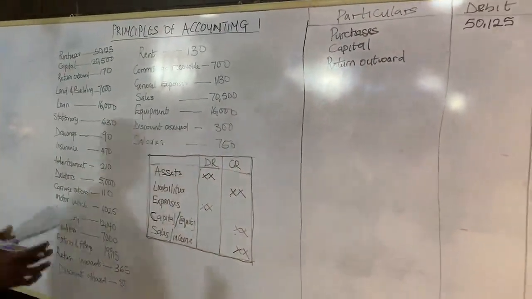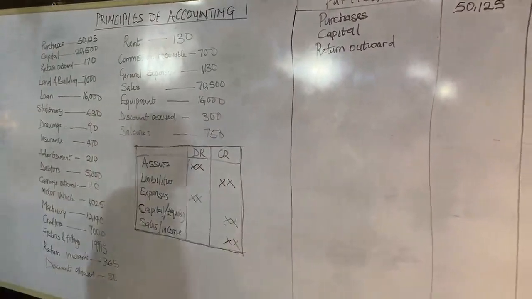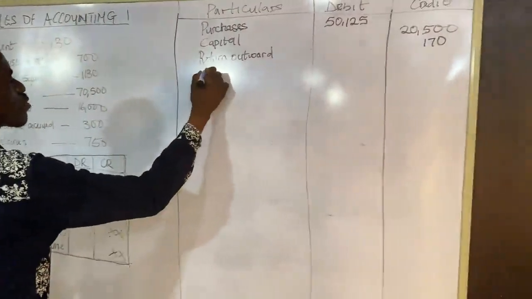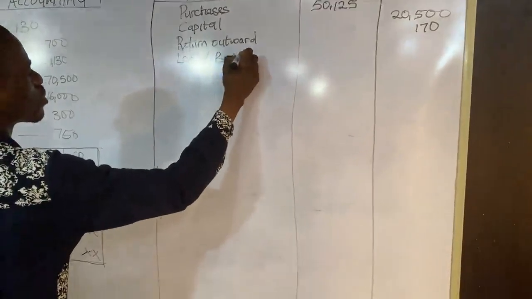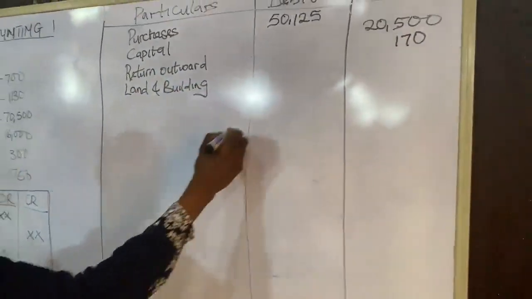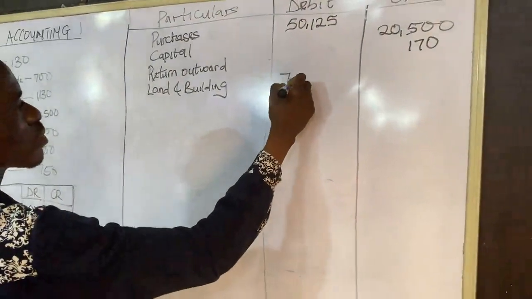Land and building is an asset. An asset will always be at the debit side. So land and building, 7,000.